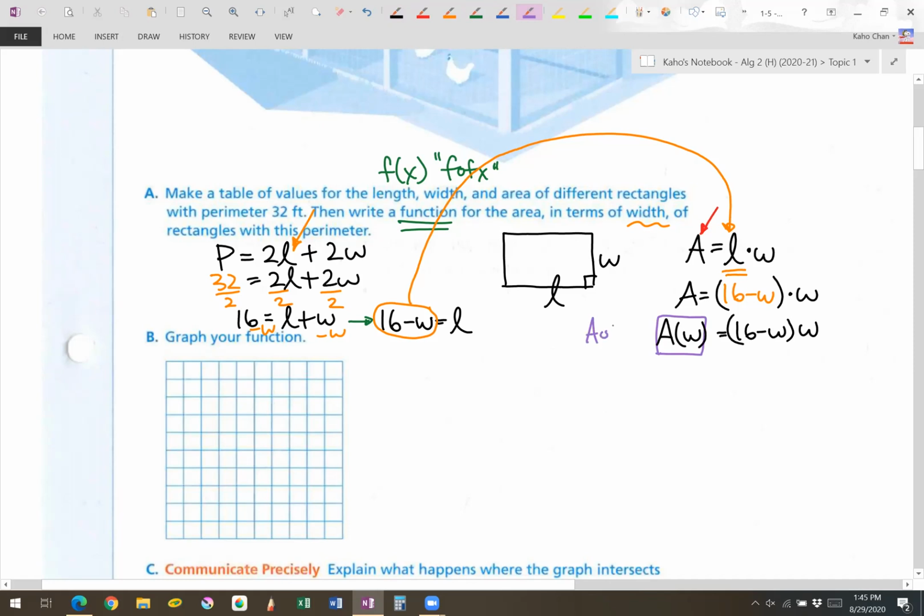That is function notation. You can clean this up, of course, by distributing the W. And this equals 16W minus W squared. All right. Ultimately, we need to make a table of values. Let's do that. We have some scenarios involving width and length. And ultimately, that will produce values for area and perimeter.